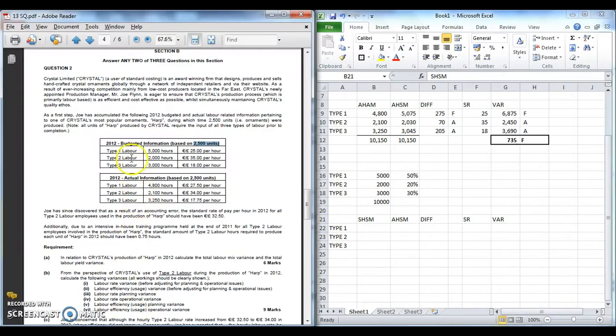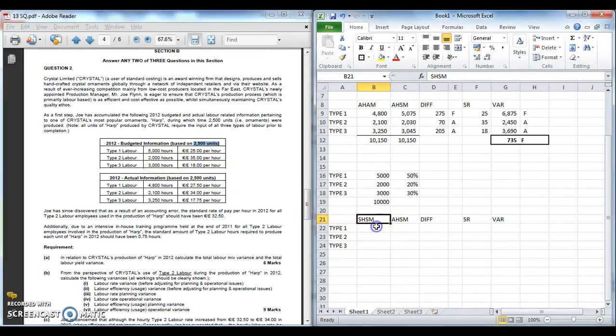Well, if we take up here, standard hours is the 2,500. Actual is the same as budgeted in terms of units, so no adjustment. It is 5,000, 2,000, 3,000. So we'll add them up. We know our standard hours are 10,000 hours, which is up here. Actual hours, standard mix is up here. We've already calculated, so don't reinvent the wheel. Be efficient.